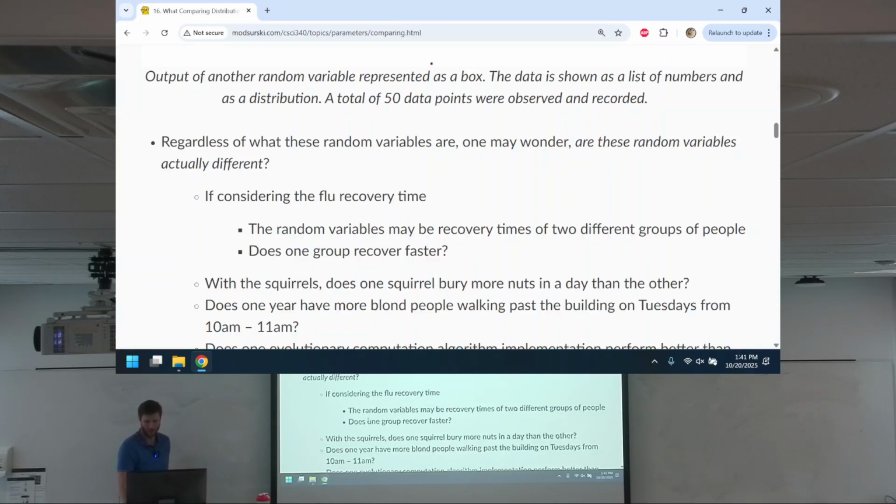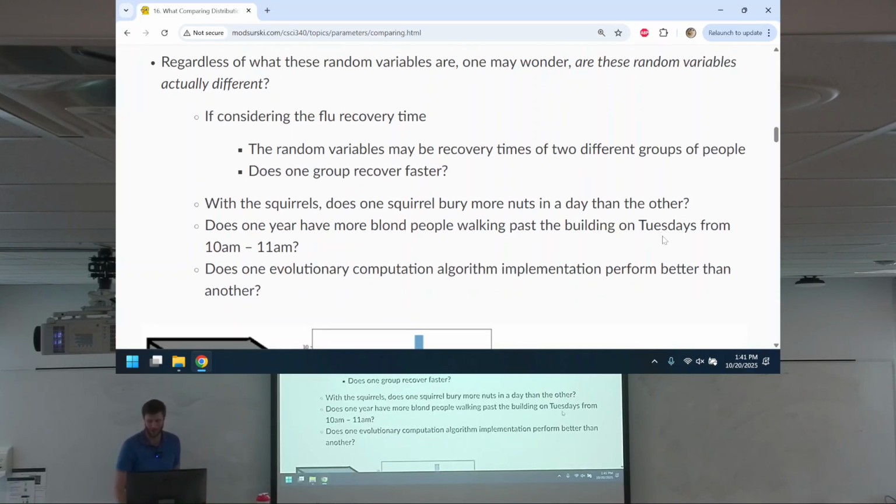Okay, does one group recover faster? With the squirrels, does one squirrel bury more nuts in a day than the other? Does one year have more blonde people walking past the building on Tuesdays from 10 to 11? Does one evolutionary computation algorithm implementation perform better than the other? That's what we're looking for here, okay? I'm just setting the stage for the question.